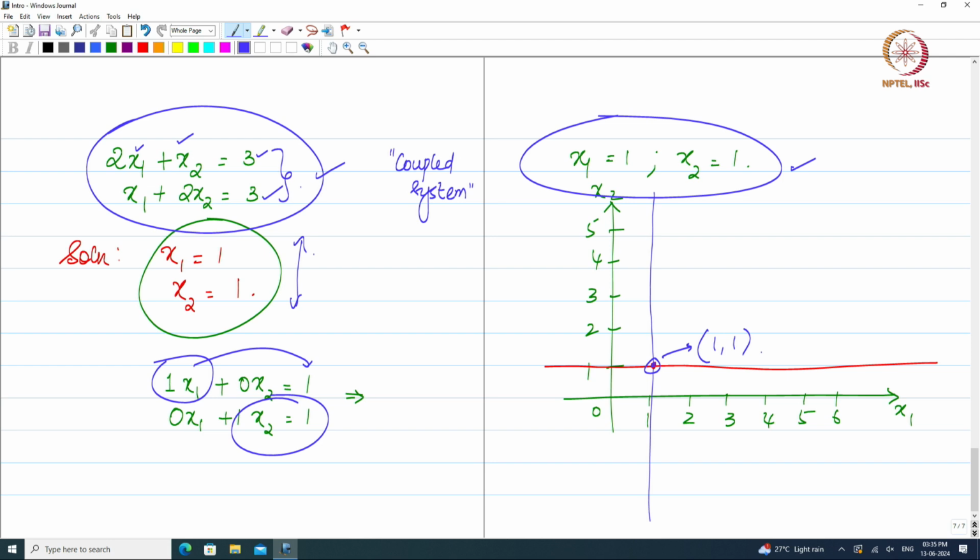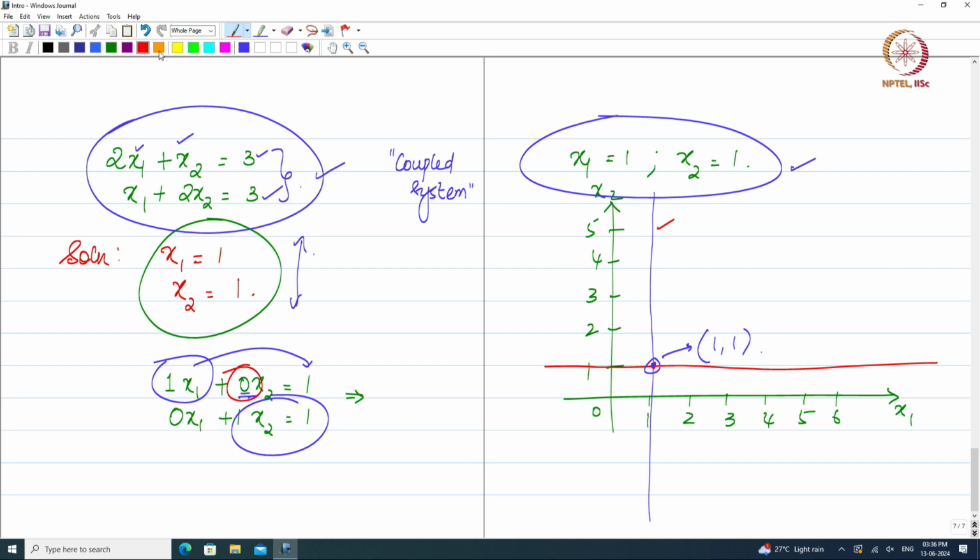Whereas if you look at the next one, x1 is equal to 1 and x2 is equal to 1. When I say x1 is equal to 1, I see that x2 gets multiplied by 0, the coefficient of x2 is 0 here, and therefore any value of x2 you put is not going to matter at all. So x1 is equal to 1 is basically a line which is parallel to your x2 axis, which is this. Similarly, you look at the second equation here, which says x2 is equal to 1.